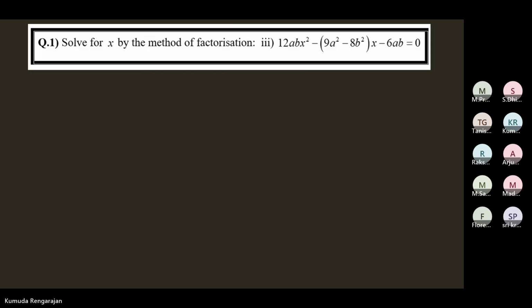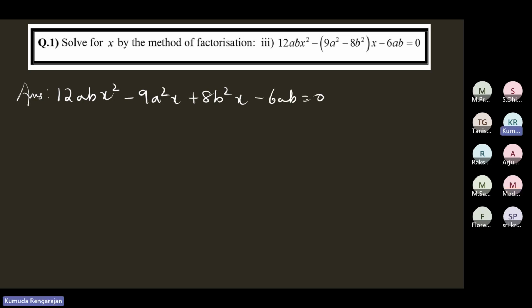Okay, done. This is the next one, similar. So now let's do this together. Tell me, one of you help me to work this. Yeah, start. 12ab x square, minus 9a square x, plus 8b square x, very good, minus 6ab, is equal to 0. Next. Now we have to take the common term outside, ma'am. Yeah, 3ax, very good.